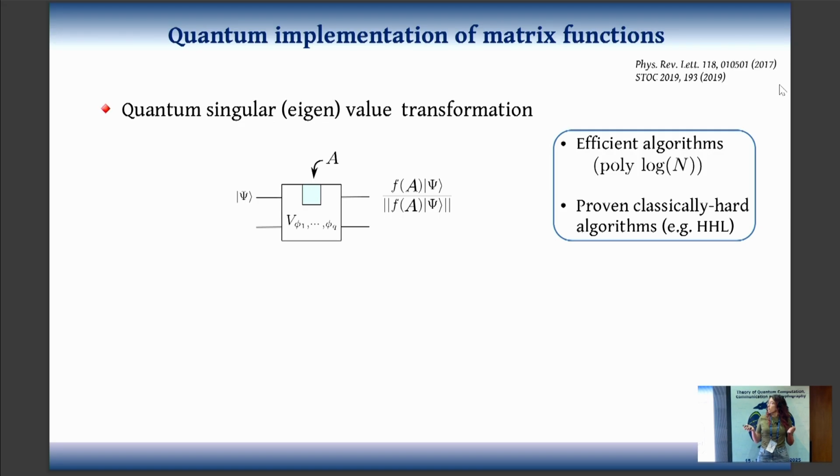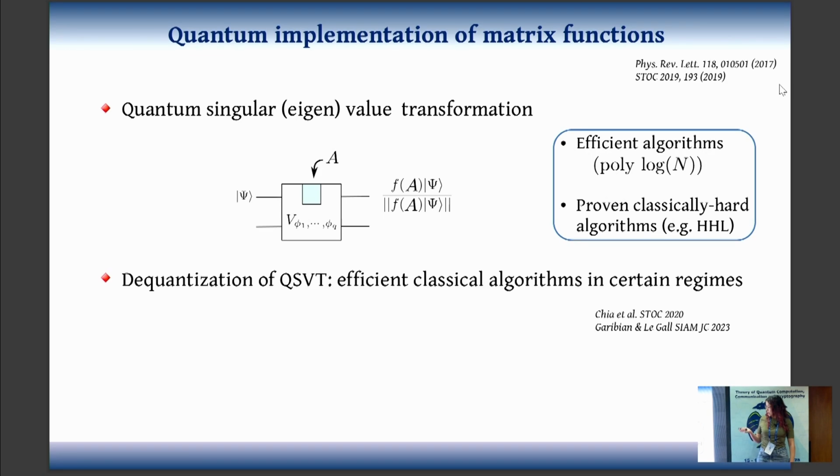this circuit. And this allows you to design many efficient algorithms for many tasks, and in particular some tasks that are provably hard for classical computers. So for example, the HHL algorithm for matrix inversion.